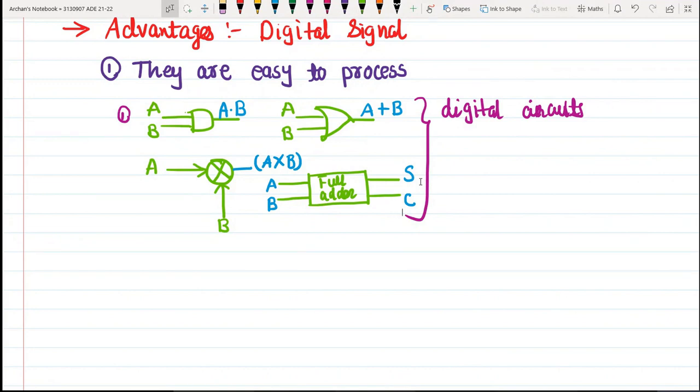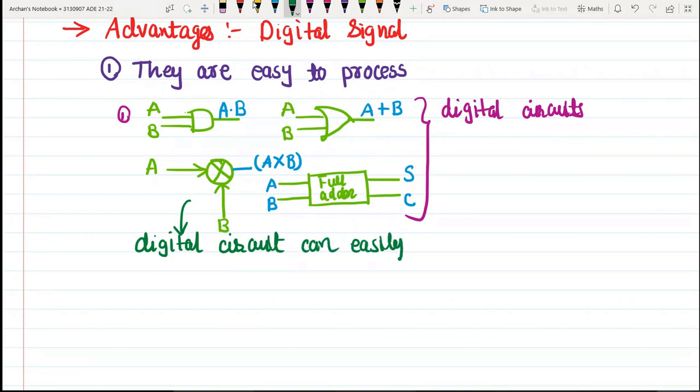Any digital circuit can easily obtain the product. If I talk about this particular circuit, A cross B, we are getting the product of input A and input B. So this digital circuit can easily obtain the product, right?